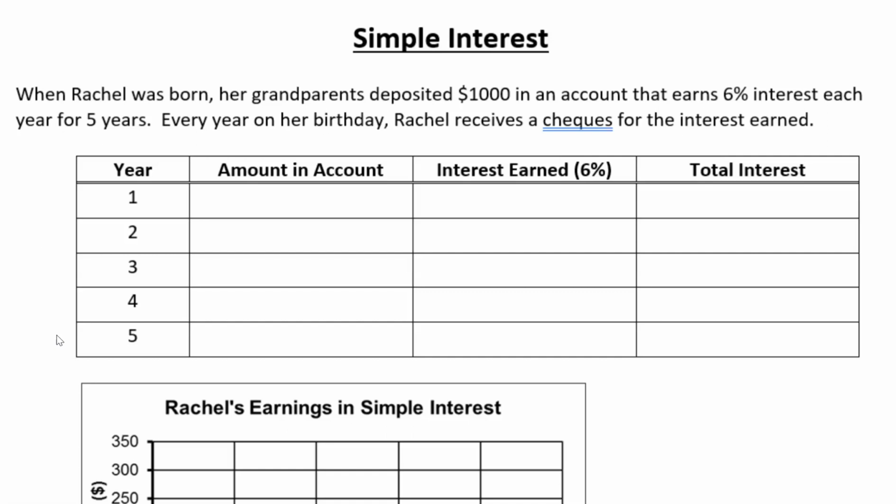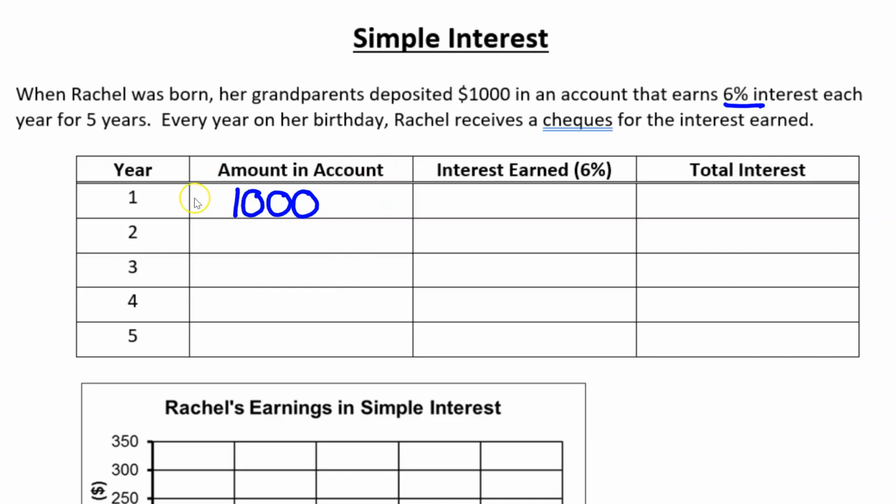So when Rachel was born, her grandparents deposited $1,000 into her account. Okay, so she has $1,000 in her account, and it earns 6% interest each year for 5 years. But every year on her birthday, she gets a check for the amount of interest that has been earned.